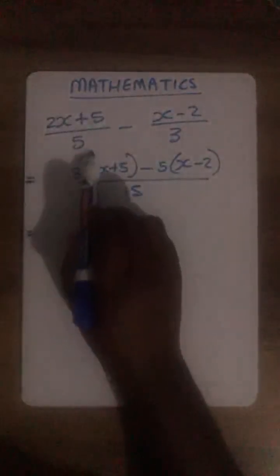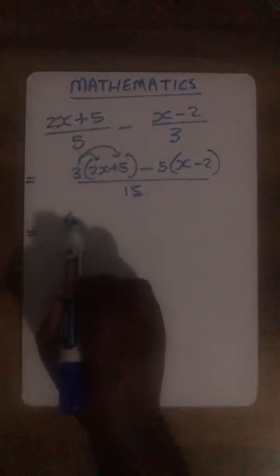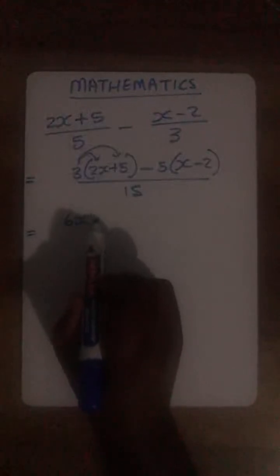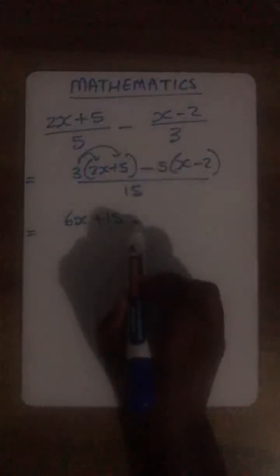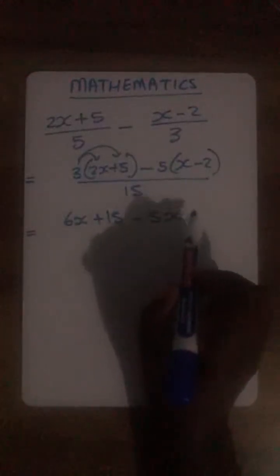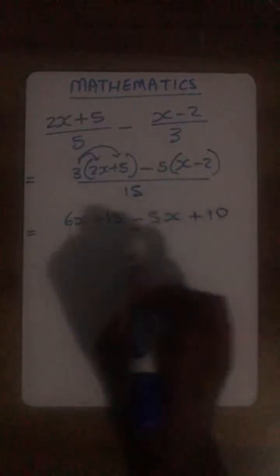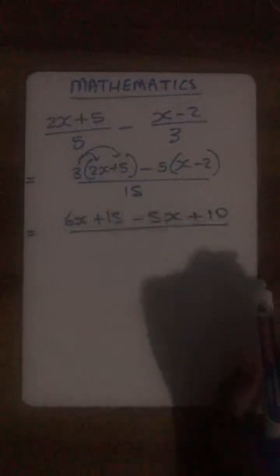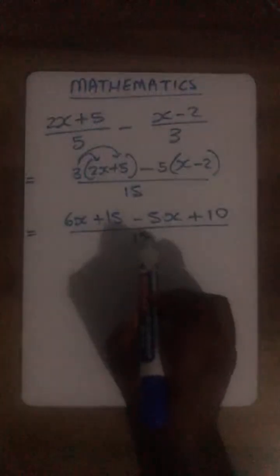So let's see. That by that, that by that. It's like 3 times 2, 6x. And then, what is 3 times 5? That is 15. And then what is 5 times x? That is minus 5x. Negative 5 times negative 2, that is positive 10. And then the whole of that is over that 15.